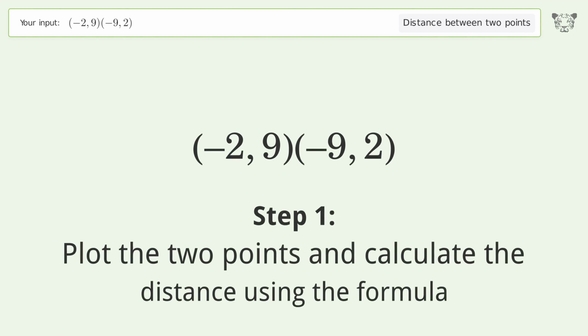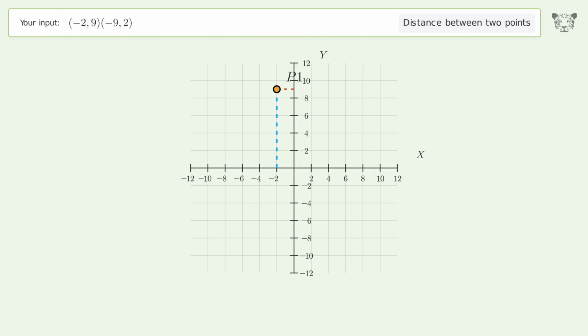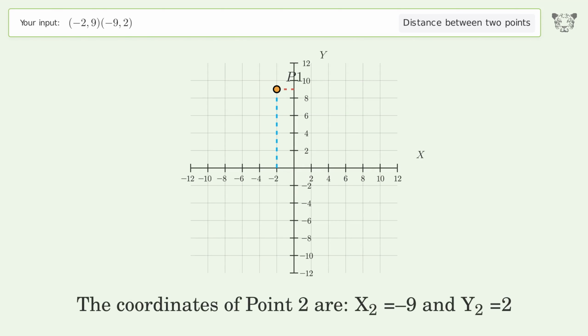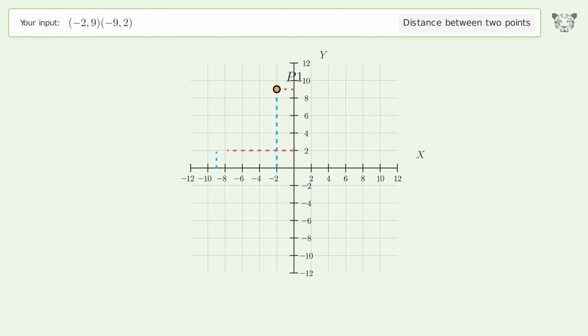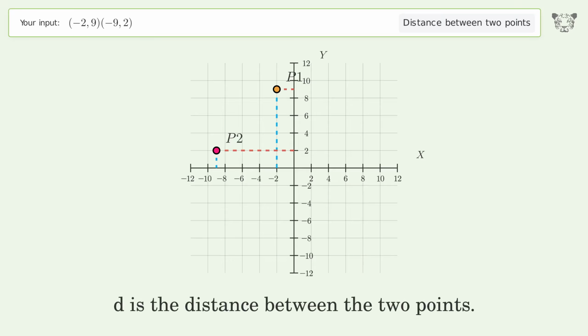The coordinates of point 1 are x1 equals -2 and y1 equals 9. The coordinates of point 2 are x2 equals -9 and y2 equals 2. D is the distance between the 2 points.